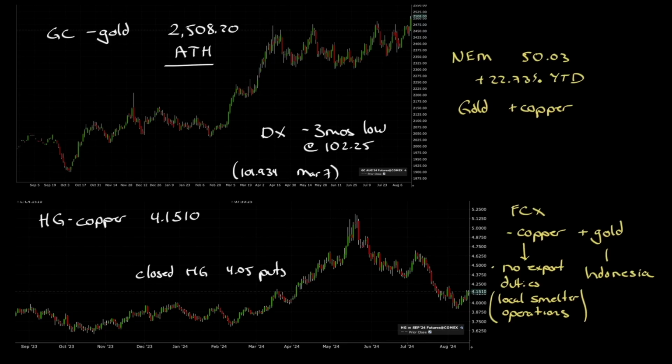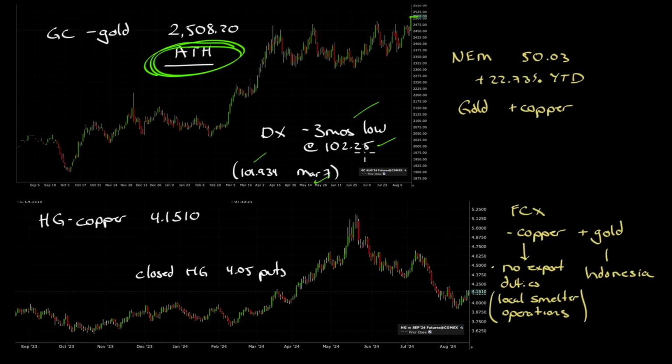Can't let this week go by without talking about gold. On Friday, it closed at 2,508.20. It is an all-time high. This is a one-year chart of gold. Look at this. It is an all-time high on gold. But at the same time, the dollar index is at a 3-month low, closed at 102.25. If it breaks 101.934 and closes below that, you would be at a 6-month low, a little more than a 6-month low. This was on March 7th. Break that, and you're heading to a 6-month low on the dollar index.